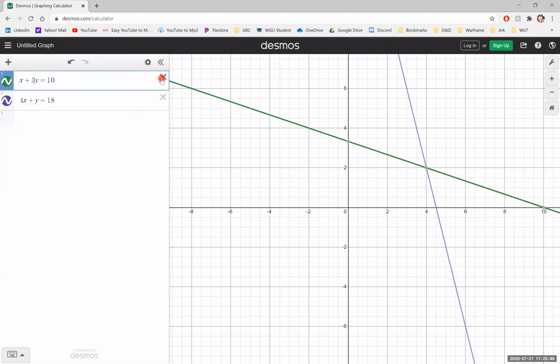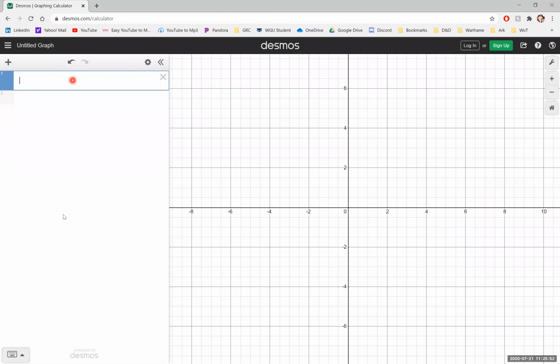Now we'll take a look at our next system of equations. Number 2, we were given the two equations, negative 2x plus y is equal to negative 11.